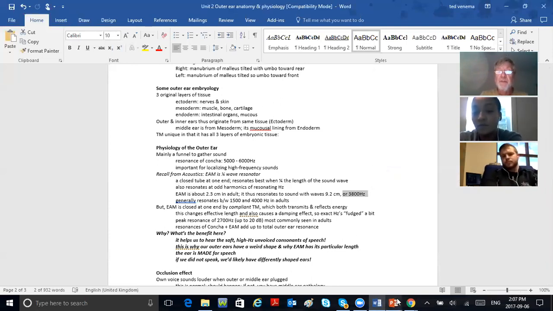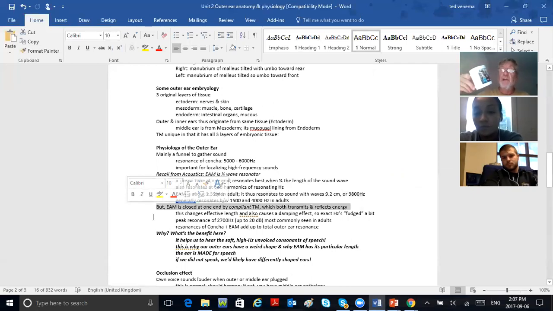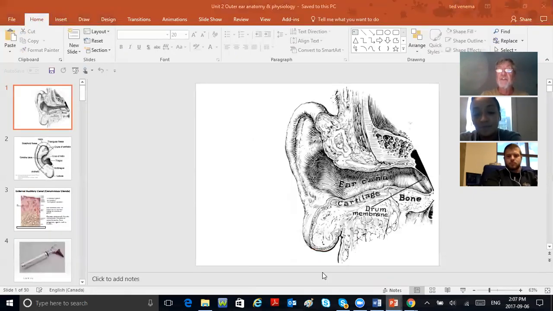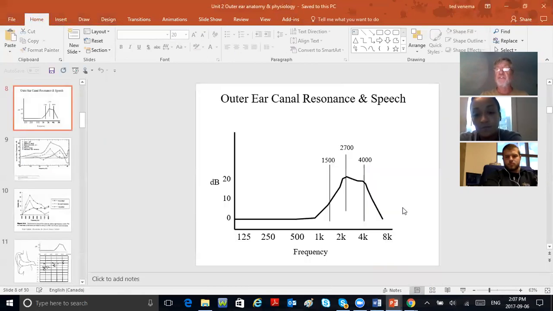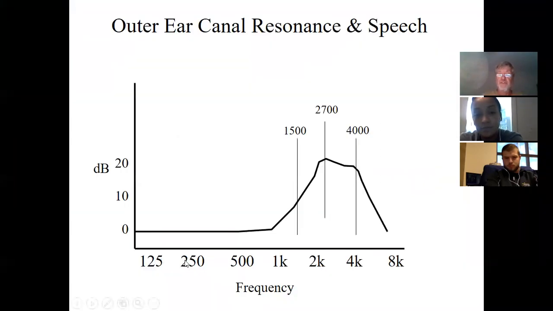But here we go. The ear canal is also made of skin and bone, not ceramic or glass. So because it's made of skin and bone and not out of ceramic or glass, we're going to have things fudged a little bit. And this is the picture you get. Now look at this picture closely. It shows you frequency and it shows you decibels of resonance.